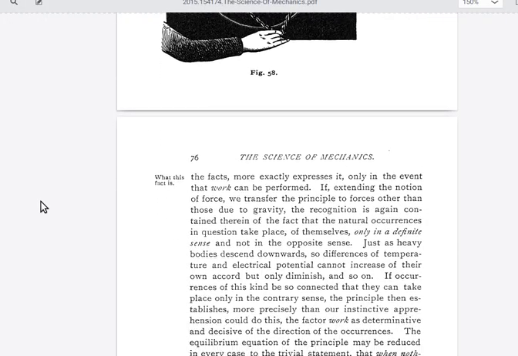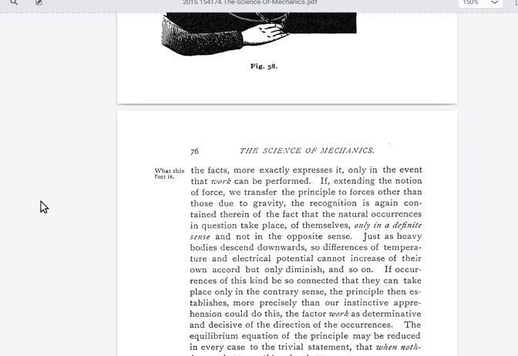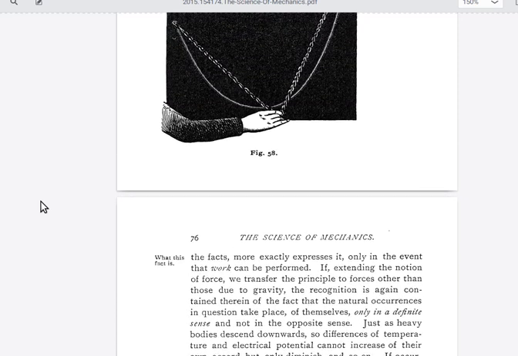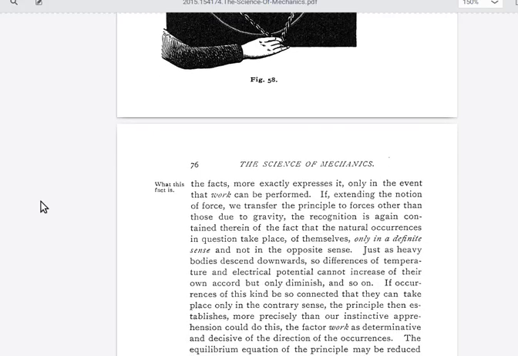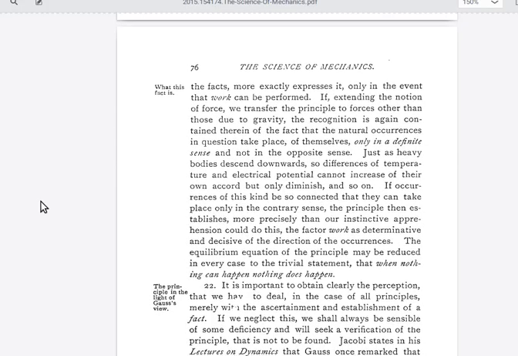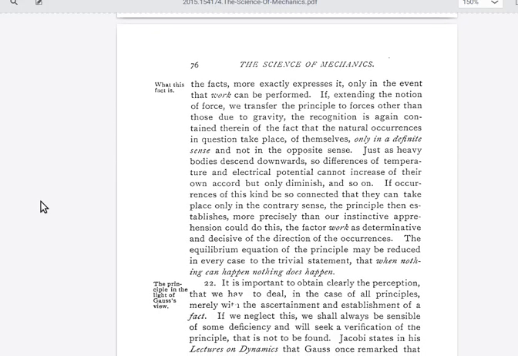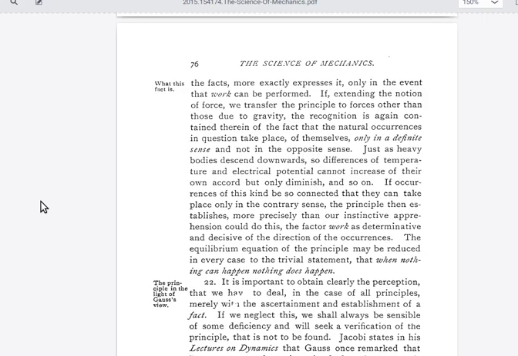If, extending the notion of force, we transfer the principle to forces other than those due to gravity, the recognition is again contained therein of the fact that the natural occurrences in question take place of themselves only in a definite sense and not in the opposite sense. Just as heavy bodies descend downwards, so differences of temperature and electrical potential cannot increase of their own accord, but only diminish, and so on.